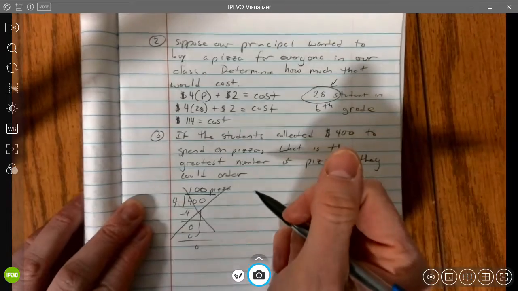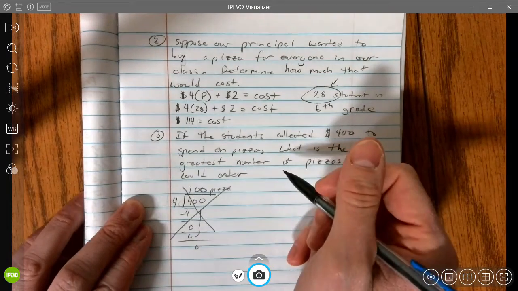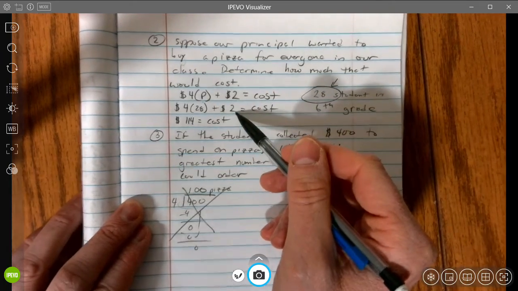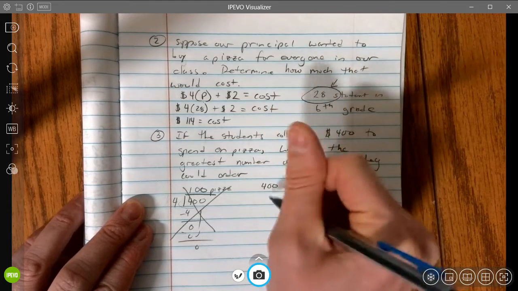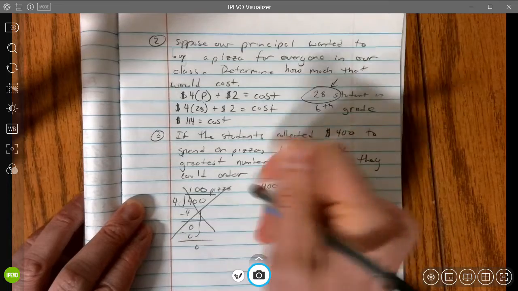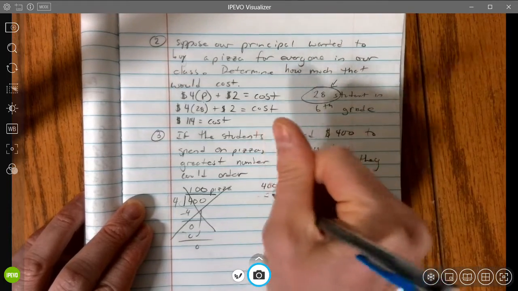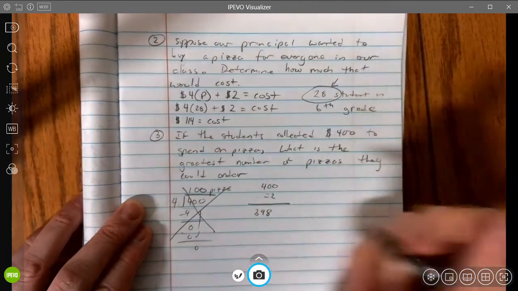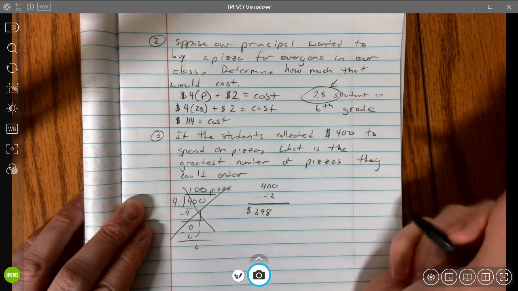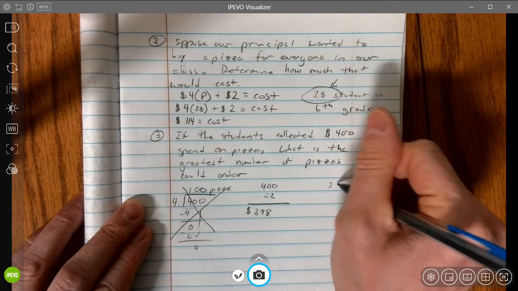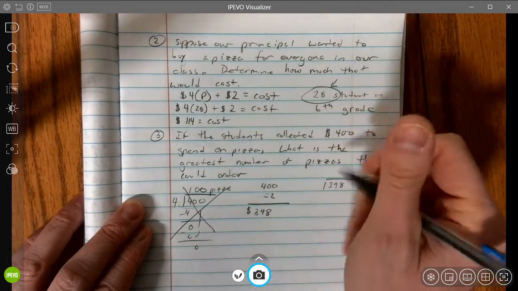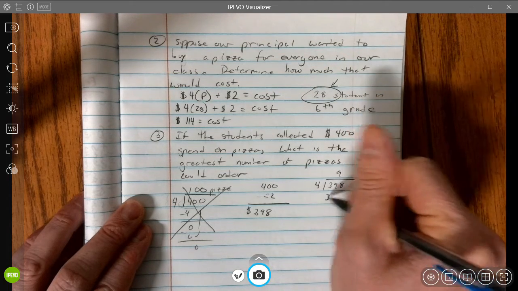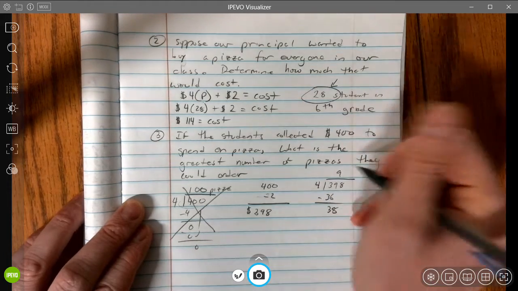And then I would say, no, that's wrong. Because what did we forget? We forgot the delivery charge. And the delivery charge is what? The delivery charge is $2. So what I would have to do first is take that 400, make that a little neater, subtract the $2 delivery charge. That would leave us with $398 left over. Then I could take that $398 and divide that by 4. Okay. 9, 36, 3, 8, 9.